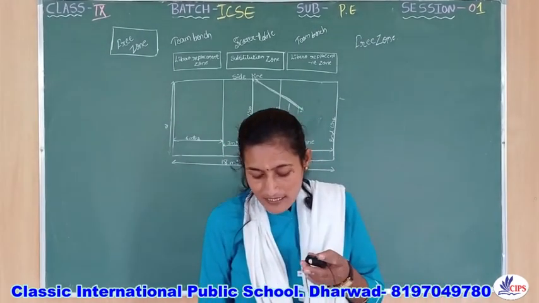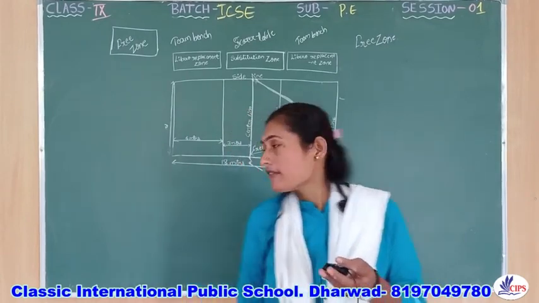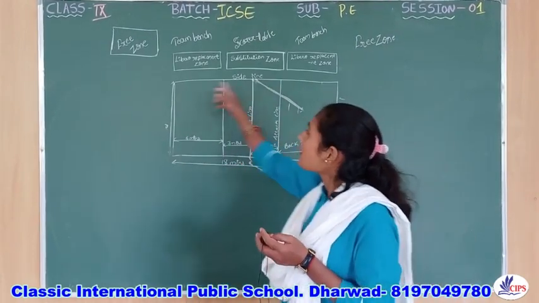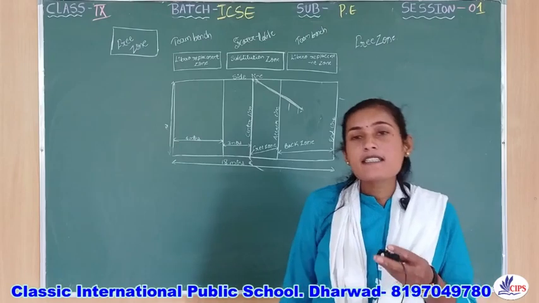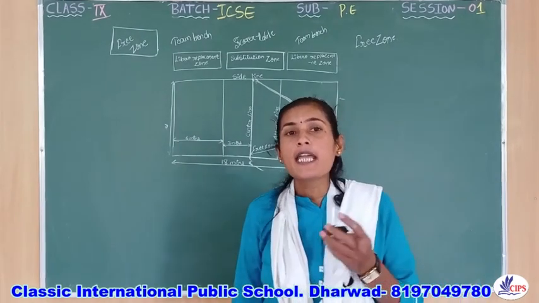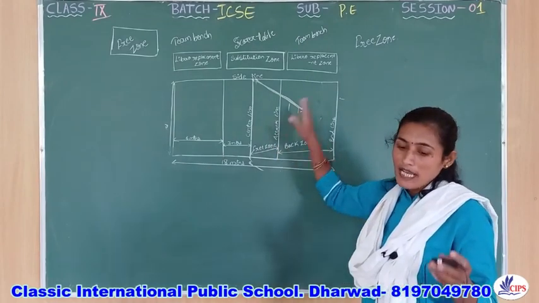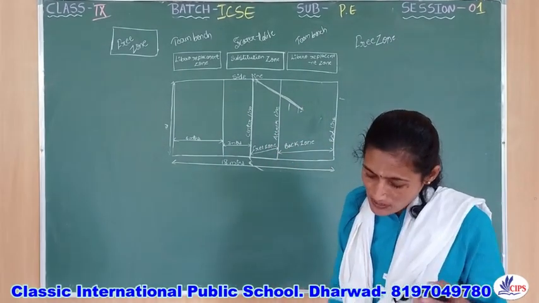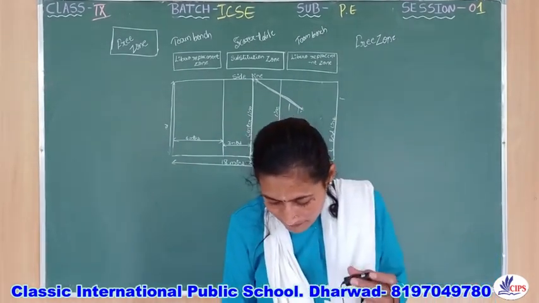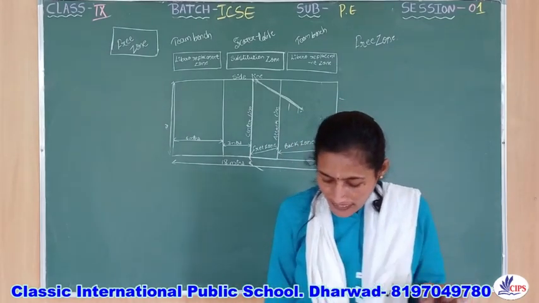Now see, the size of the volleyball play field. It is 18 meters by 9 meters. Once again I am saying, in the beginning I have explained: the size of the volleyball play field is 18 meters by 9 meters.